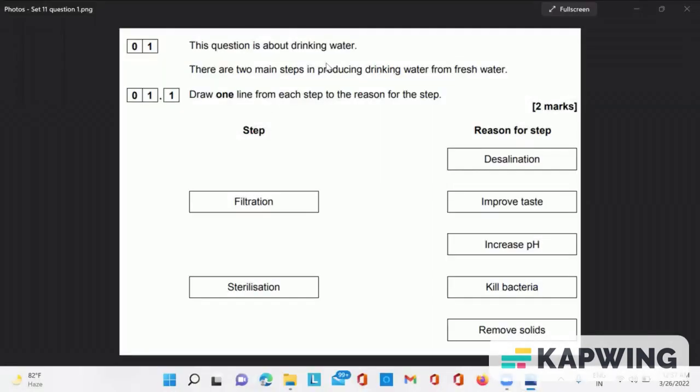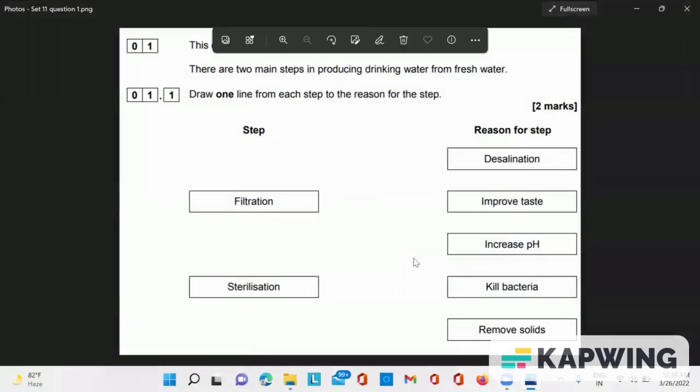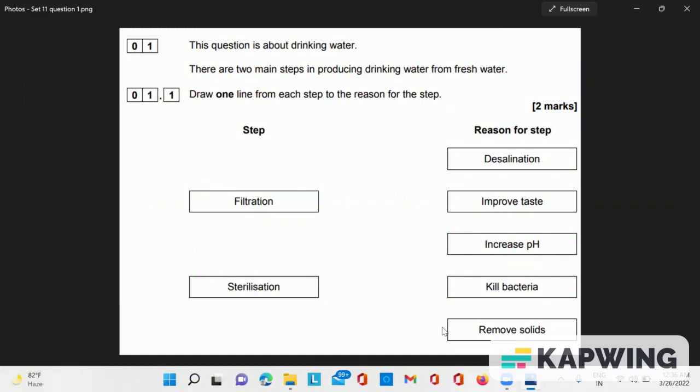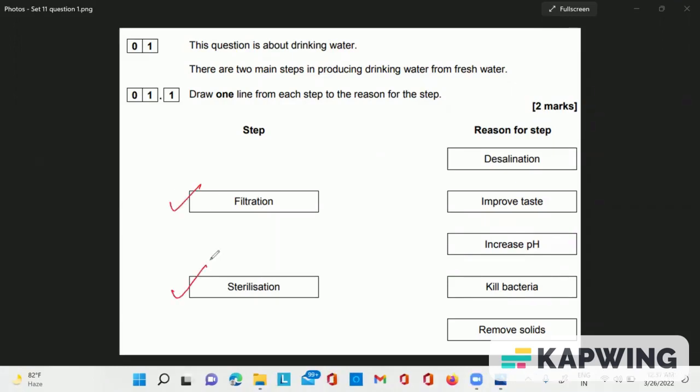Hello students, today I will discuss another question from AQA GCSE Chemistry Foundation Tier Paper 2, Wednesday 12 June 2009 morning paper. My first question is about drinking water. There are two main steps in producing drinking water from fresh water. We have to draw one line from each step to the reason for the step. So let's start with filtration and sterilization.